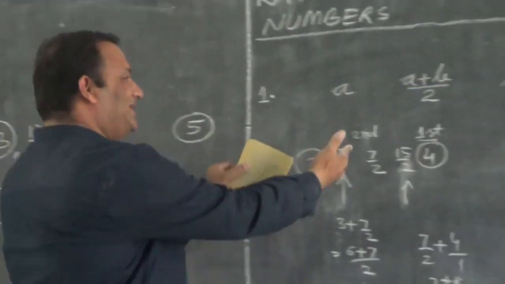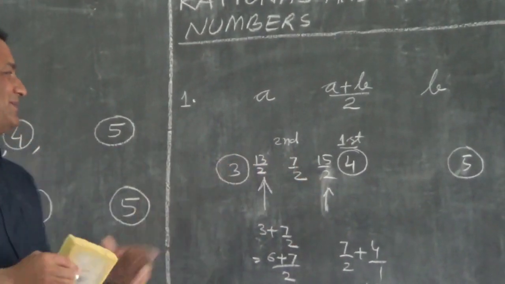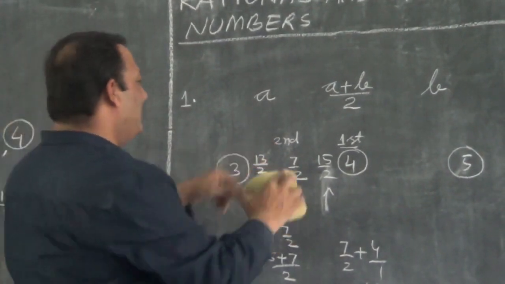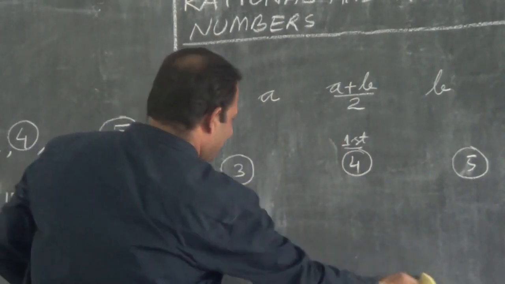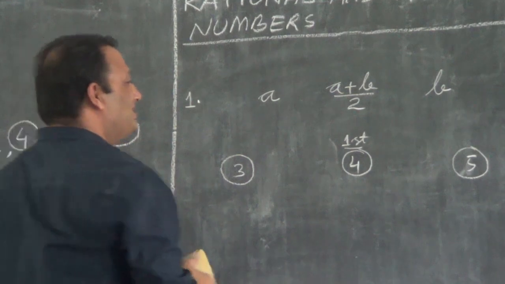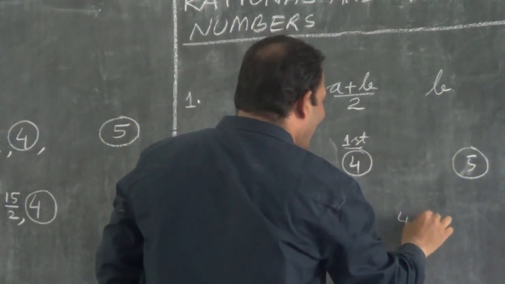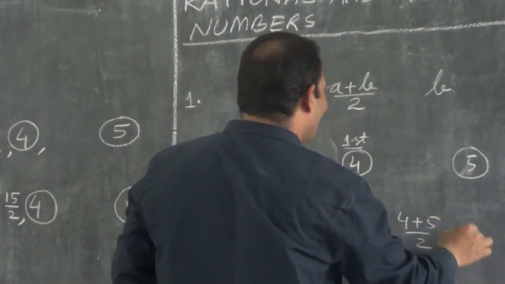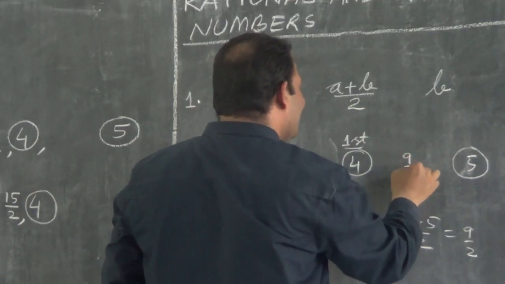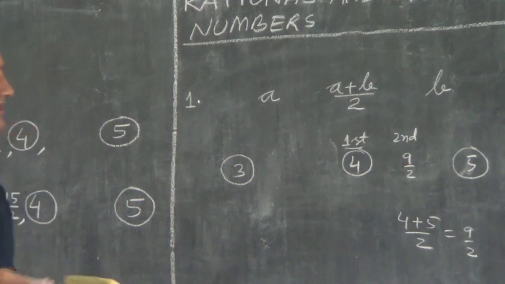Somebody may not go for this side. Somebody may not go for this side. After finding this first number between 3 and 5, somebody will opt for the second number here. That is 4 plus 5 by 2. That is 9 by 2. Okay? 9 by 2 is the second number. This is the second number somebody will find. Yes, that is also correct.